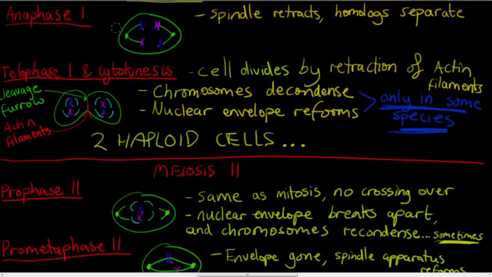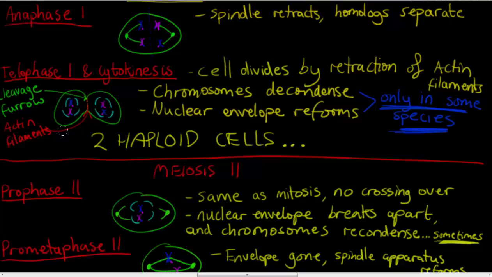Then we have anaphase 1, and this is simple. The spindle retracts and the homologs separate. So both homologous pairs have been separated. Still 4 chromosomes. Then telophase 1 and cytokinesis. The cleavage furrow is constructed as actin filaments retract. They retract and divide the cell in half, and we're left with 2 haploid cells. We went from 4 chromosomes to 2 chromosomes in each.